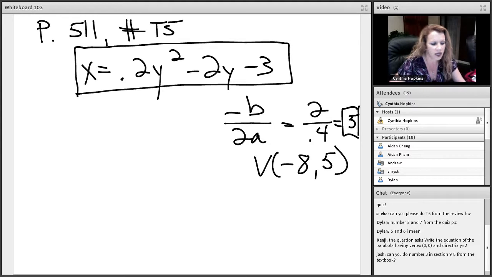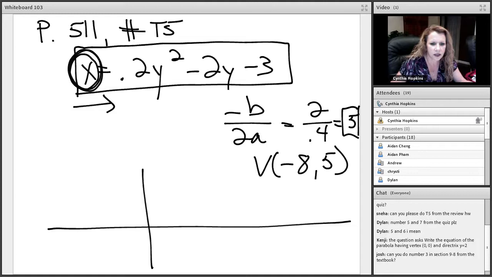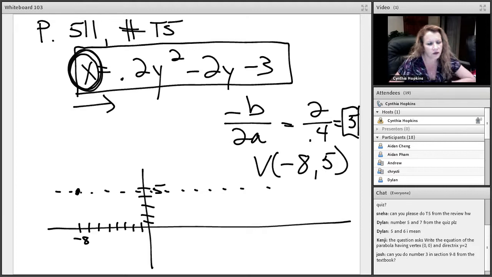That is my vertex. Since the x is all alone, the one that's not squared, I know this is going to open either left or right in the x direction. And since my a is positive, it's going to open to the right. Let me put my xy axis like this. Let's go negative 1, 2, 3, 4, 5, 6, 7, 8. I'm going to label that negative 8. Then 1, 2, 3, 4, 5. Let's label that 5. Since it opens to the right, my axis of symmetry will be horizontal, going through the 5.